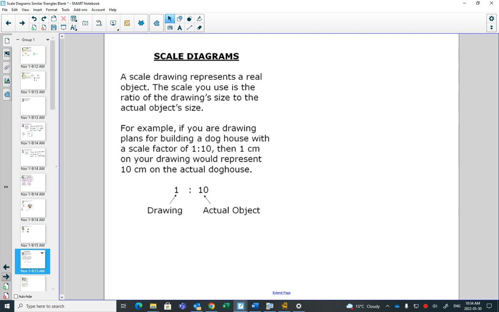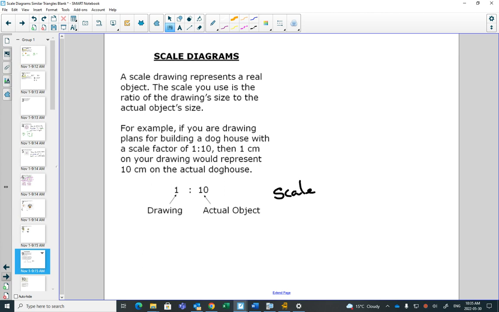All right, so if you're drawing plans to build a doghouse, but you don't want your plans to be too big, you might use a scale diagram. So a scale factor of 1 to 10 means that 1 centimeter on your drawing is 10 centimeters in reality. So from this, we could find out that the scale factor is 1 divided by 10. Your drawing will be a reduction, 1/10 of the actual size.